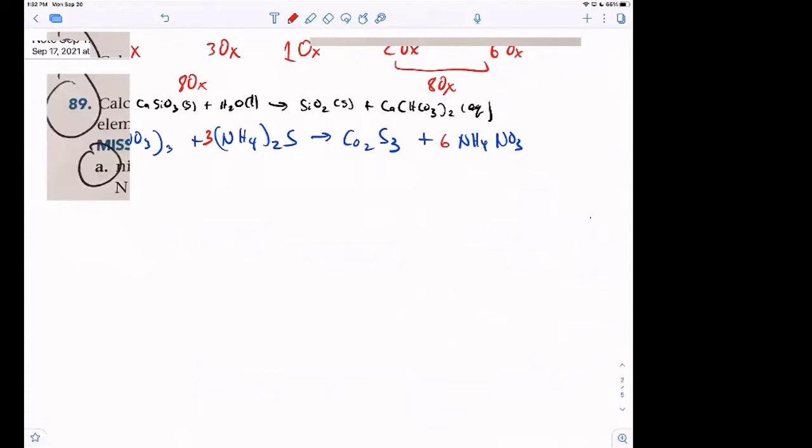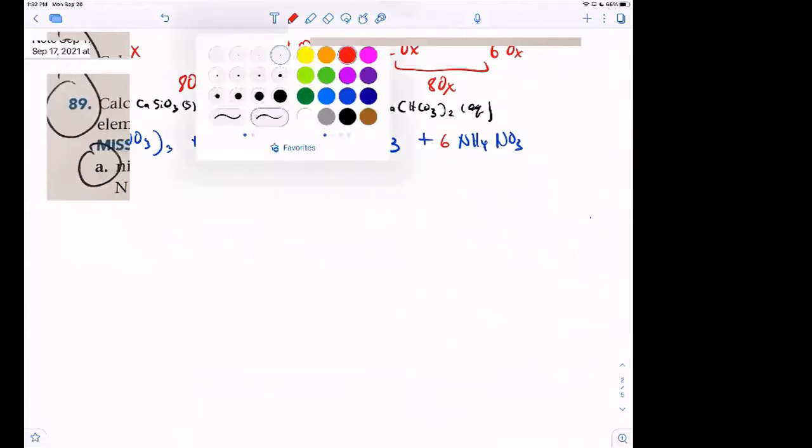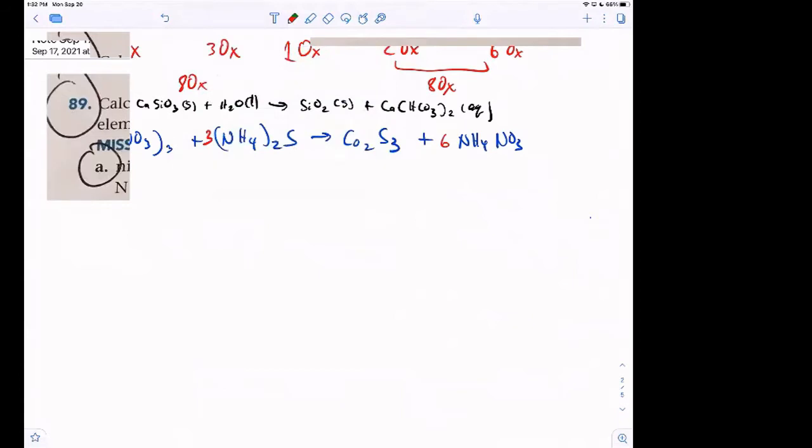Well, looking at the hydrogens, here we have 3 times 4 times 2, so we have 24 hydrogens there. 6 times 4 here is 24 hydrogens there. That's balanced. And then for the nitrogens, so 3 times 1 times 2, that's going to be 6. And 6 times 1 here is 6. So the nitrogens are all balanced.